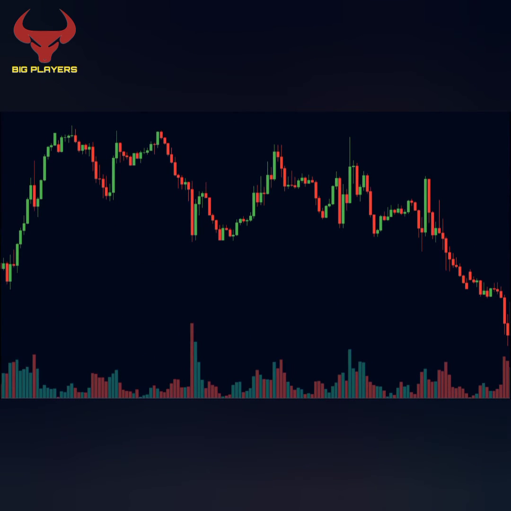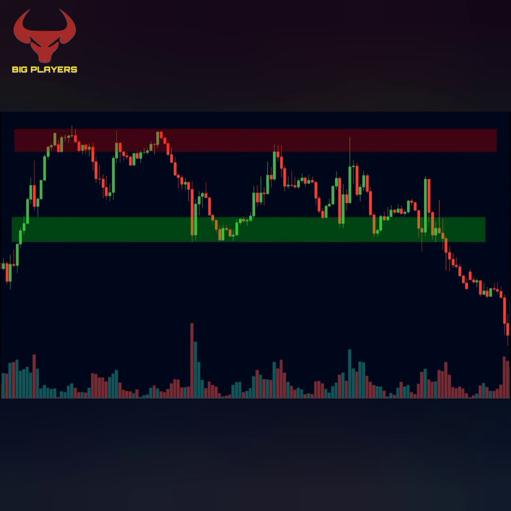So here is a tight price range. We identify the support and resistance using the price action. Then, here we see that the price broke below the support level on this candle.